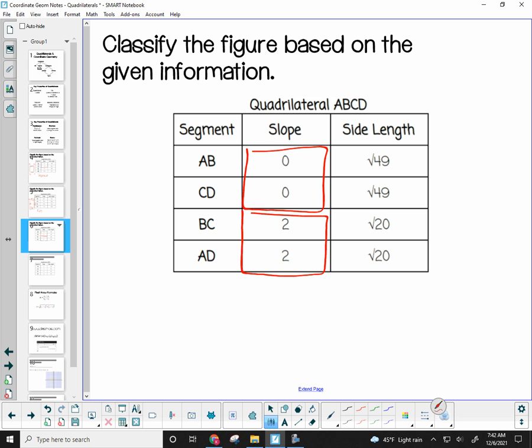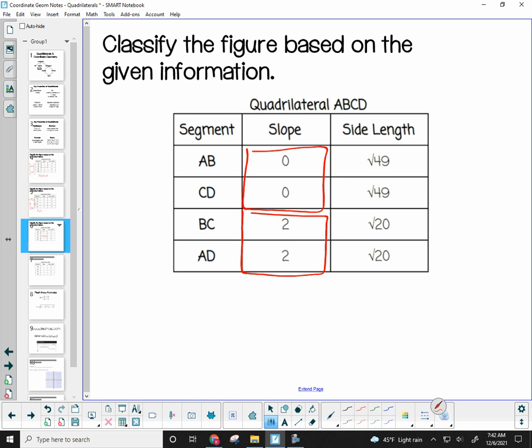Okay, so now, because it's a parallelogram, we got to figure out, do we have congruent sides? Do we have right angles? So first of all, are all 4 sides congruent? They're not, right? Because they're not all the same number. So it can't be a rhombus, it can't be a square. We need to know, is it a rectangle? If it's a rectangle, that means it's going to have a right angle, right?